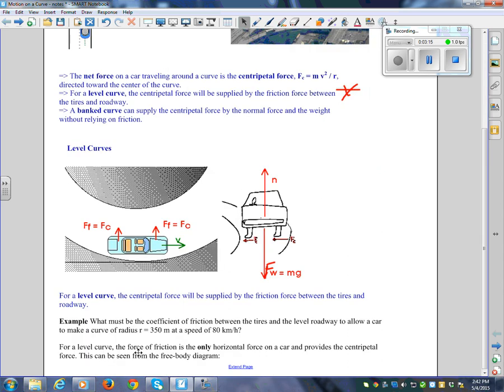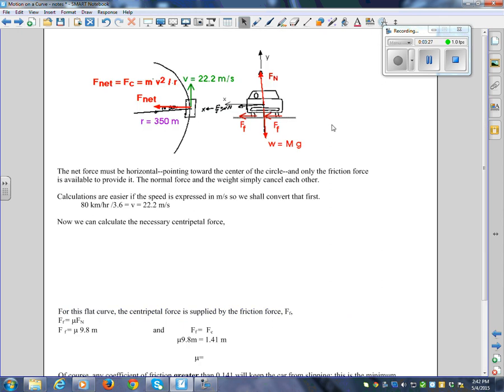For a level curve, the force of friction is the only horizontal force on a car and provides the centripetal force. This can be seen from the free body diagram. Flip the page. F net is Fc is equal to mv squared over r. The radius is 350. The velocity is 22.2. Where did the 22.2 come from? You just converted it? I circled it. 80 divided by 3.6 is equal to 22.2, right?